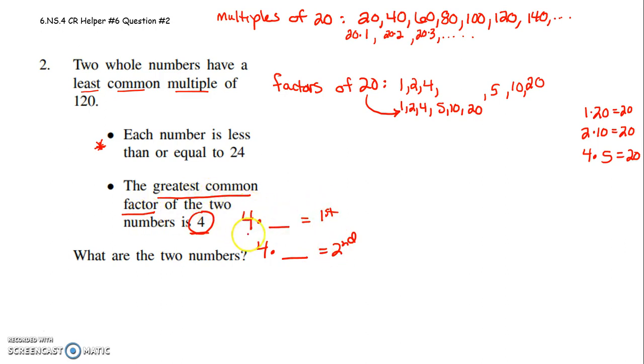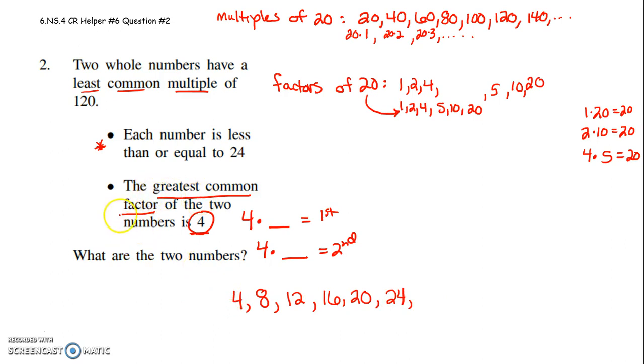If you know 4 is a factor, so like here, 4 is a factor of 4 because 4 times 1 is 4. 4 is a factor of 8 because 4 times 2 is 8. 4 is a factor of 12 because 4 times 3 is 12. 4 is a factor of 16 because 4 times 4 is 16. 4 is a factor of 20 because 4 times 5 is 20. 4 is a factor of 24 because 4 times 6 is 24.